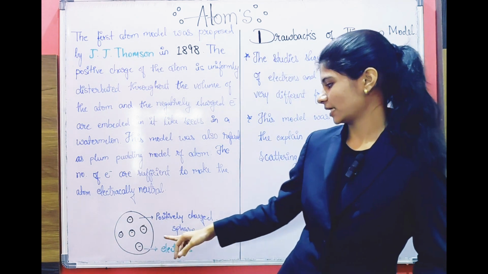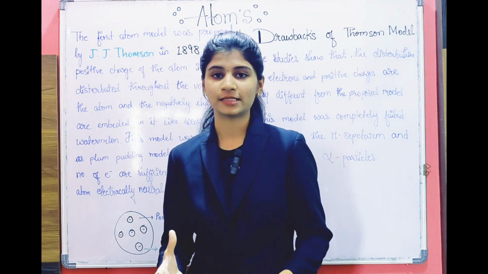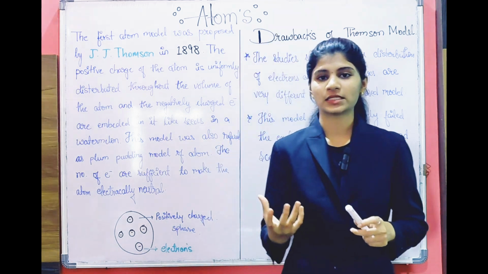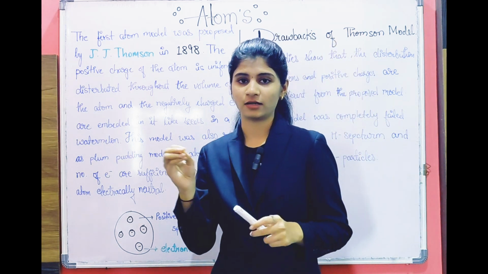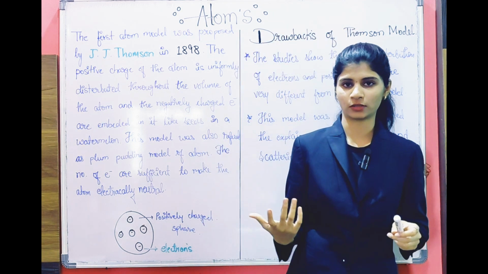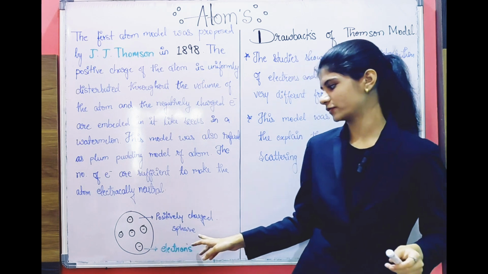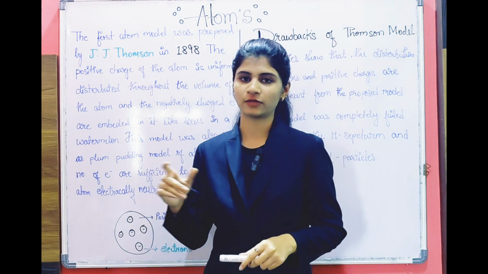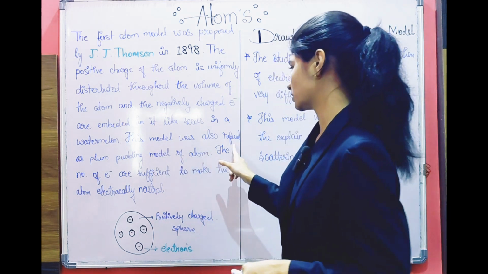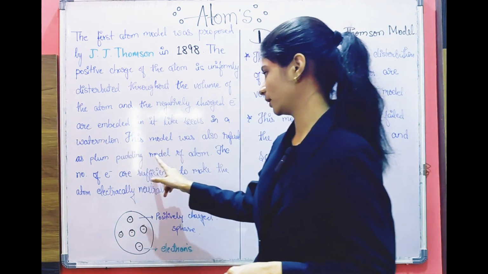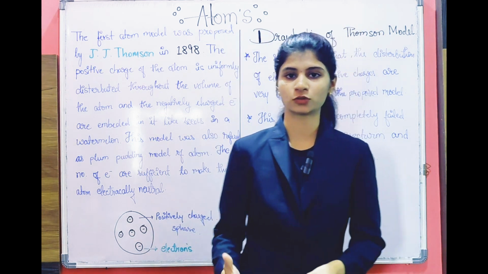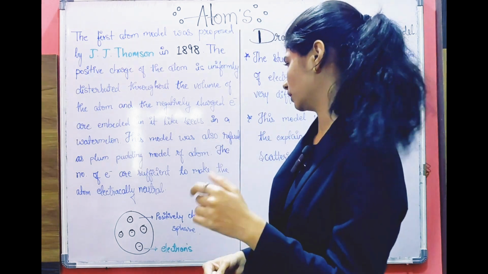In that, the negatively charged electrons are embedded in the atom just like seeds in a watermelon. In a watermelon, the seeds are embedded not in a specific place but overall in the red surface of the watermelon. Just like that, the negative electrons are present inside the atom. This model is also referred to as the plum pudding model of atom. The J.J. Thomson atom model is also known as the plum pudding model.